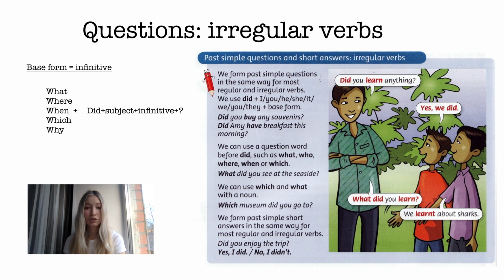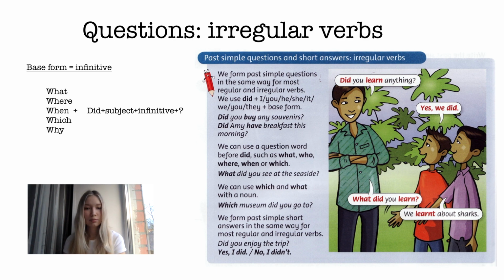We can use which and what with a noun. Which museum did you go to? Обратите внимание, что с вопросительными словами which и what, который и какой могут использоваться существительные, когда нам с вами нужно уточнить. Например, which museum, в какой музей. Мы не можем просто спросить which did you go to, непонятно в какой что. Соответственно, which museum did you go to?